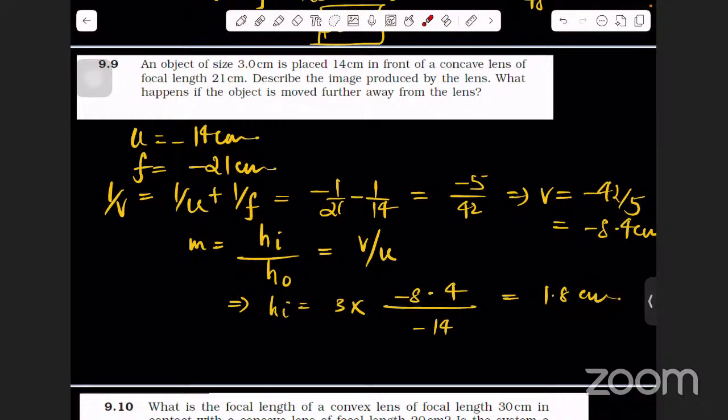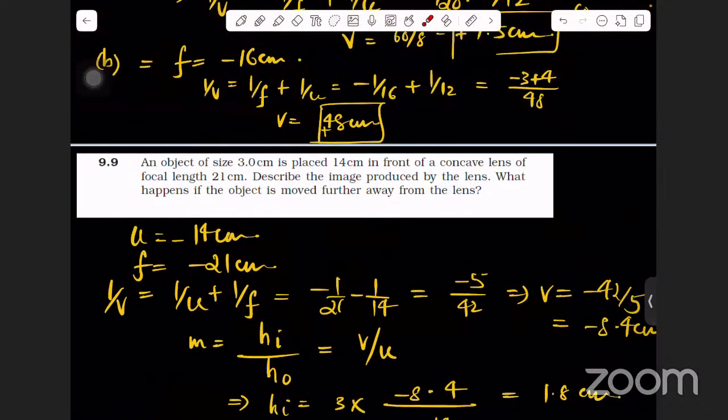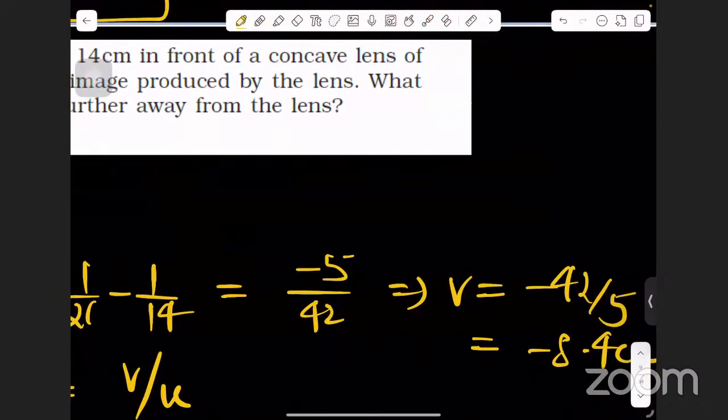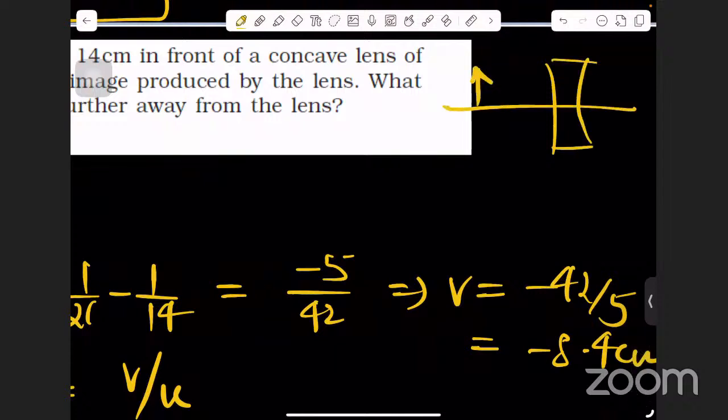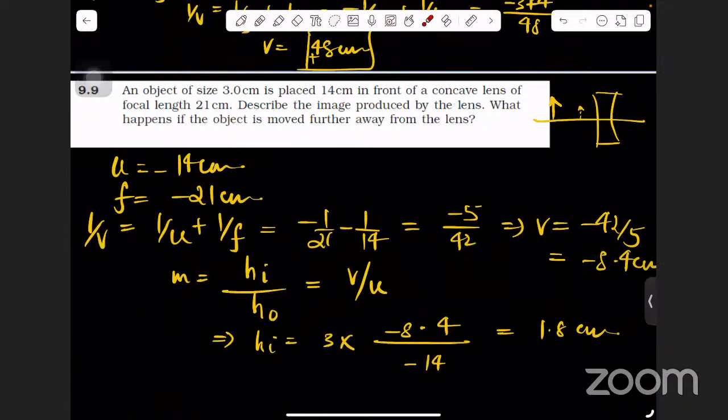Now, if the object is moved further away from the lens, then just like in that case of a convex mirror, in a concave lens also, this is the object and this is the virtual image formed. And if the object is moved away from the lens, the image will move closer to the lens. You can verify that using this equation, putting different values of u and obtaining different values of v. You can verify that if the object moves away from the lens, the image will move towards the lens. All right?